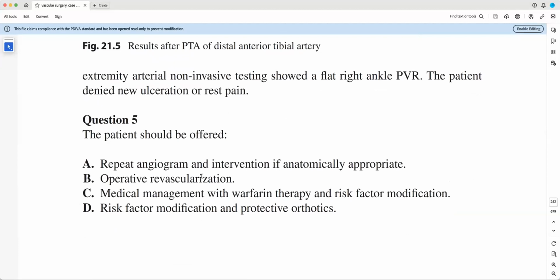So do you have to repeat angiogram and revascularization, should you do a distal bypass, or just risk modification? This is our question. They're telling you that the stenosis is back again, but she has no ulcer, no rest pain. So let's start one by one. Repeat angiogram and intervention: do you need to do it again?